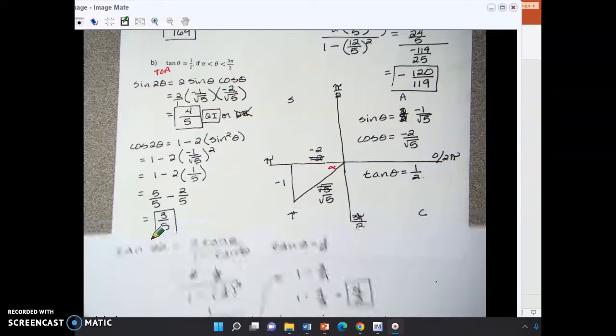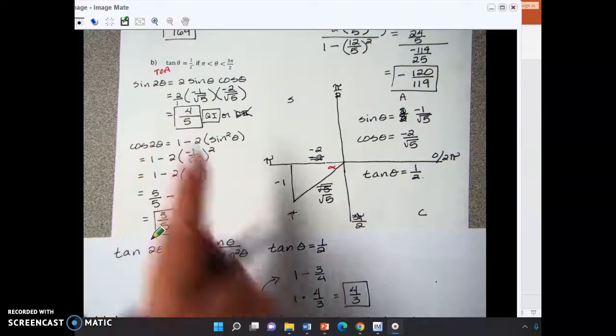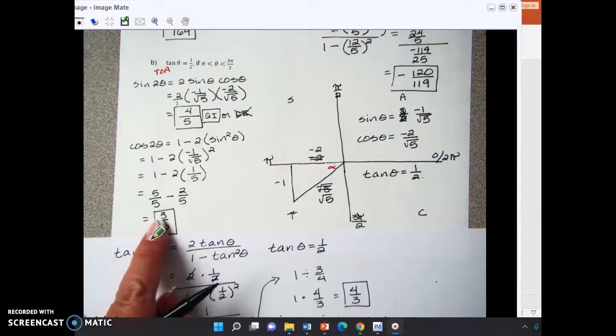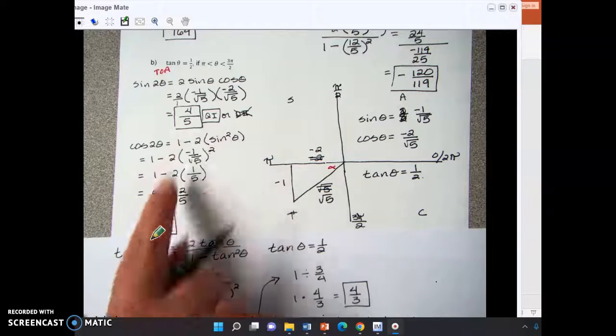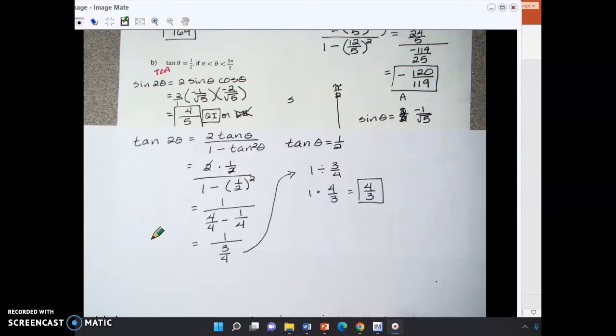So notice, if I bring this over, the numerator for sine is 4. That's the numerator of my tangent. The numerator for cosine is 3. That is the denominator for my tangent. So that part checks out. And if I'm in quadrant 1, all 3 of them should be positive. So that part checks out as well.